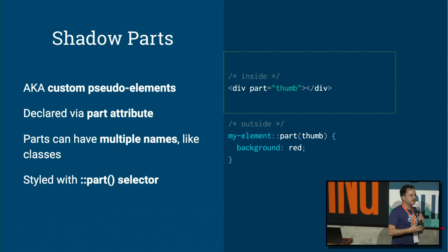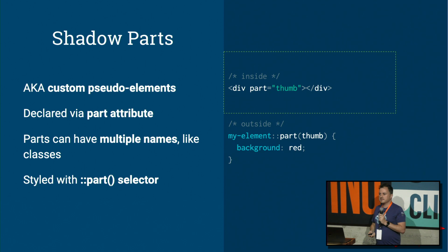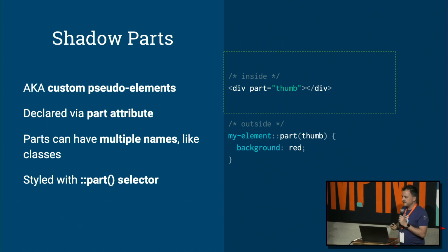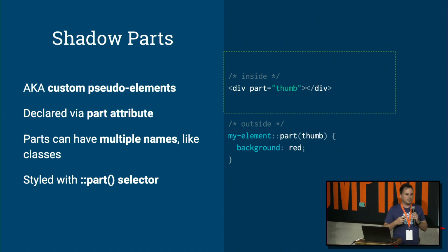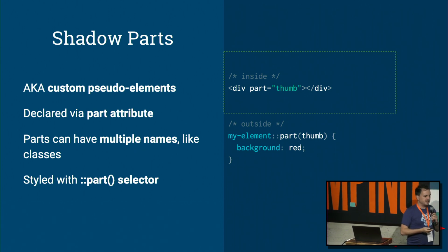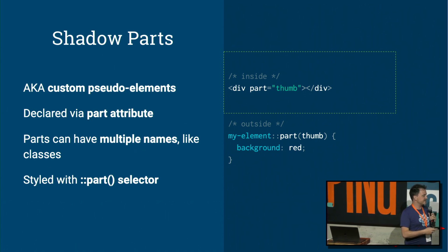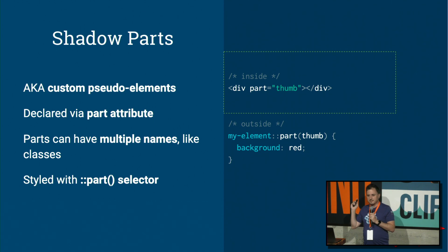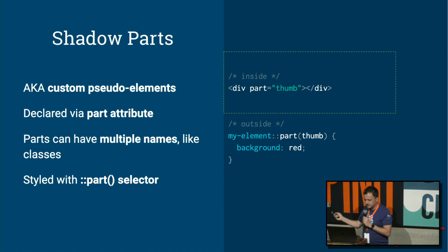Part does not inherit deeply, though. So if you wanted to, say, set the video thumb color for every component in your page, and they were nested inside of shadow roots, you couldn't just set this at the top of your page and have that work. There's another proposal coming up I'll talk about for that.